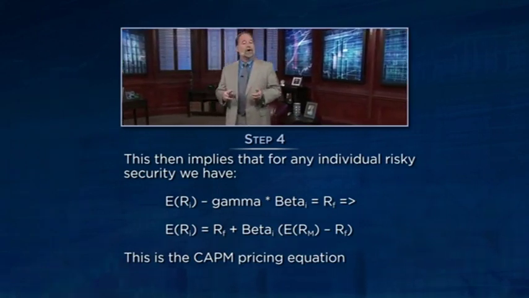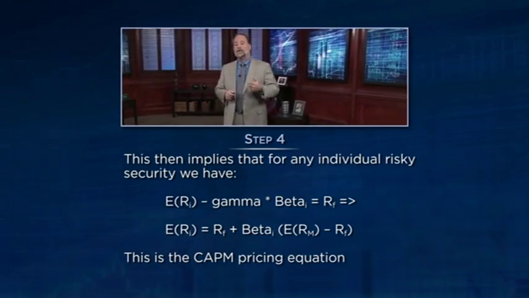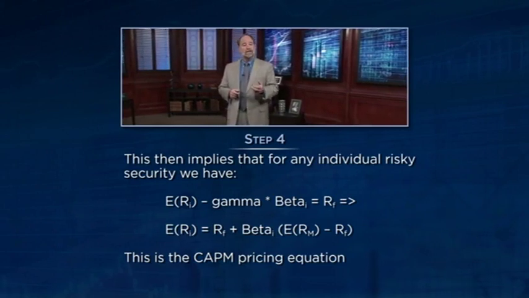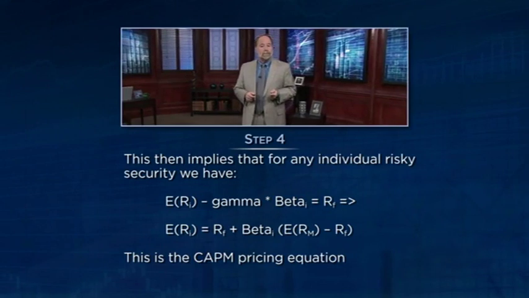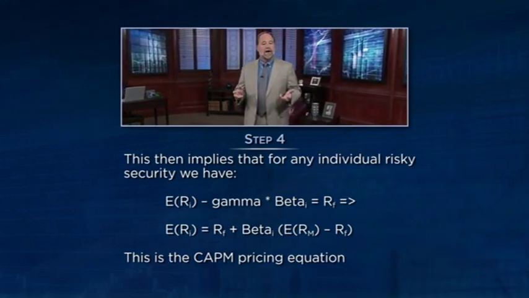The expected return on an individual security is simply equal to the risk-free rate plus the beta for that security times the market risk premium. This is the CAPM pricing equation. All right, let's look at what this means intuitively.